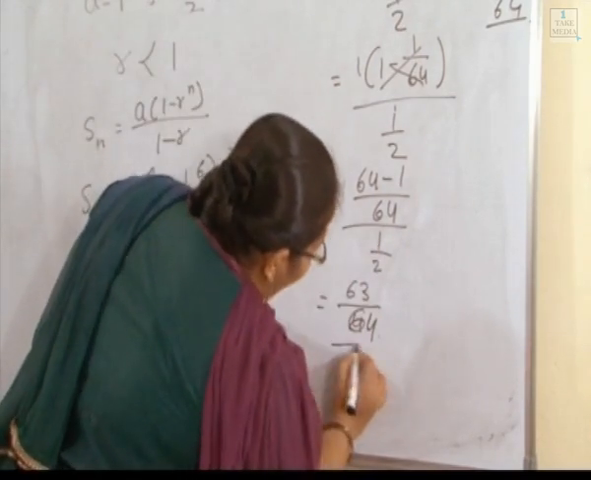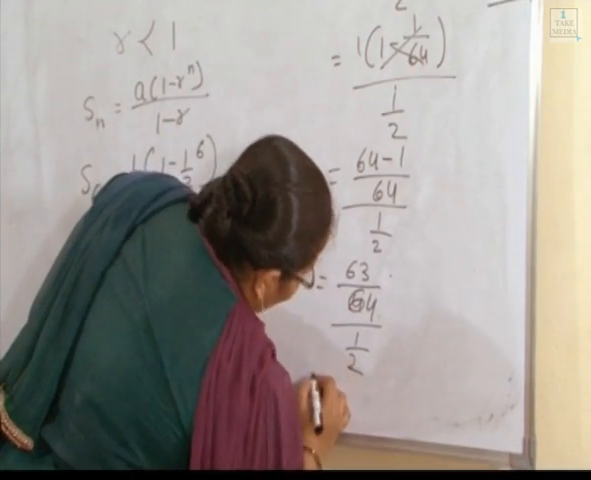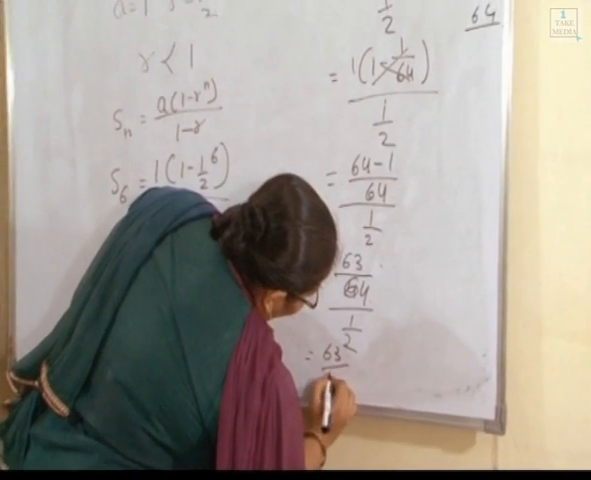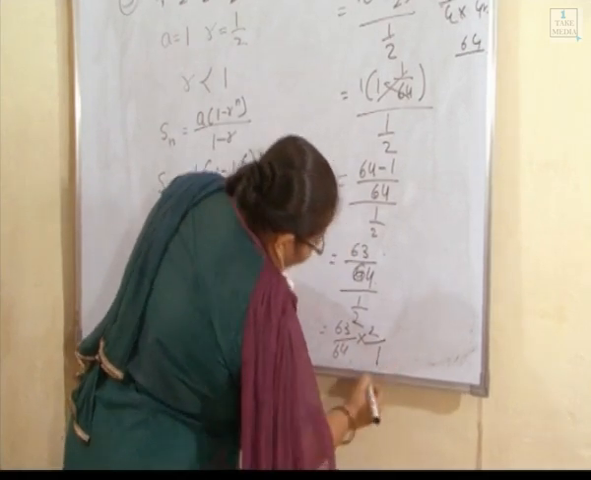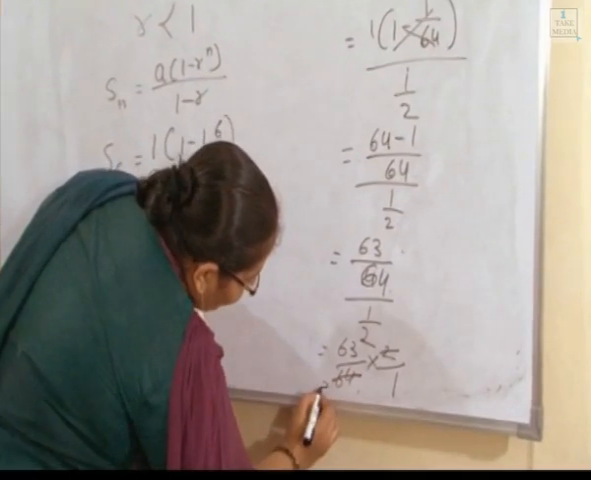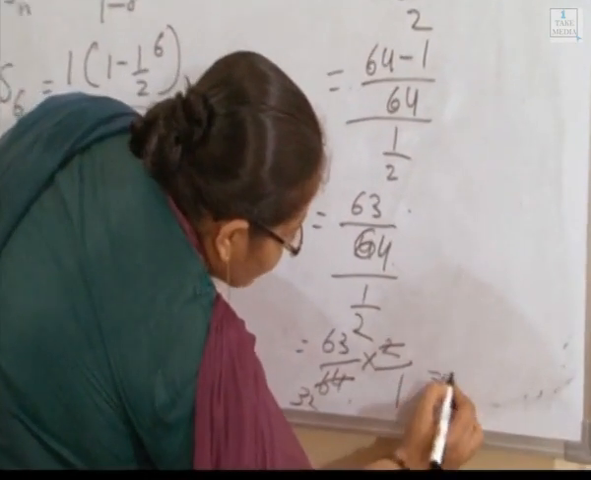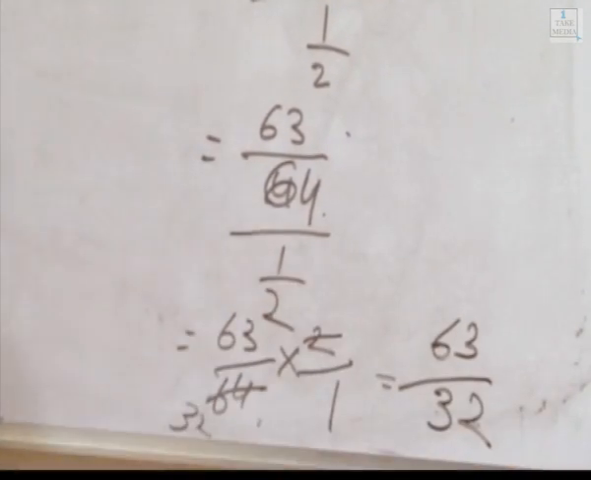This is again half now. So we will take the denominator up to the numerator. So it means 63 upon 64 into 2 upon 1. Right? So we will cancel by this 2. So it will come 32. So the answer comes 63 upon 32.